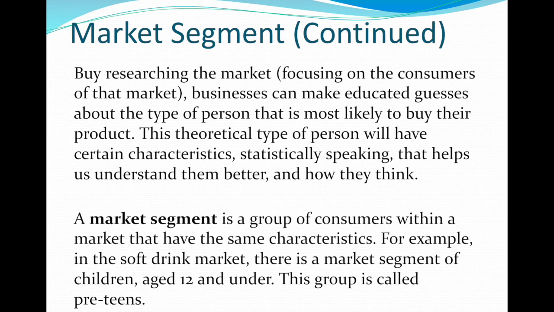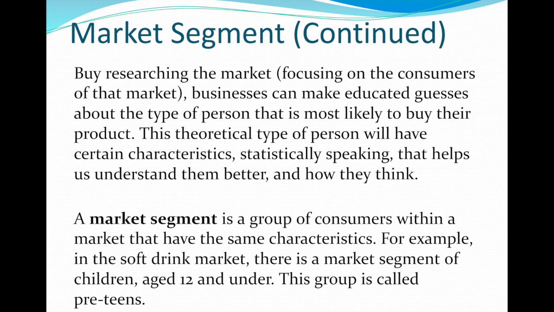So for example, in the soft drink market, there is a segment of children age 12 and under called preteens. Now, there's a preteens market segment for most products, because most products can be used by people age 12 and under, not cars, obviously. So the car market will not have a preteen market segment in it because you legally have to be of age to drive in order to own a car. Or you can own a car, but you just can't drive it. But anyway, that's a gray area.